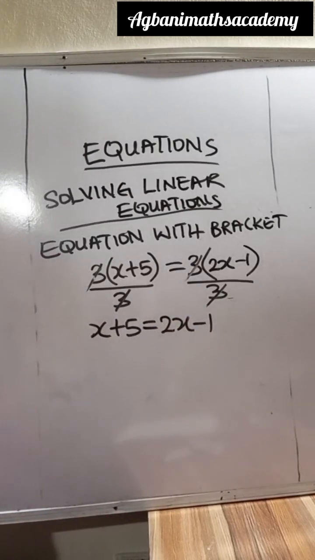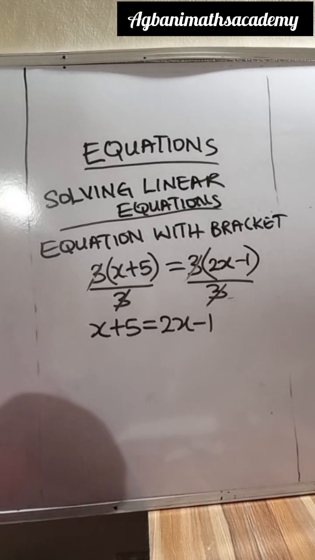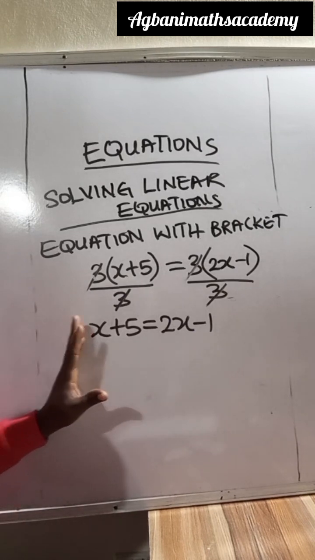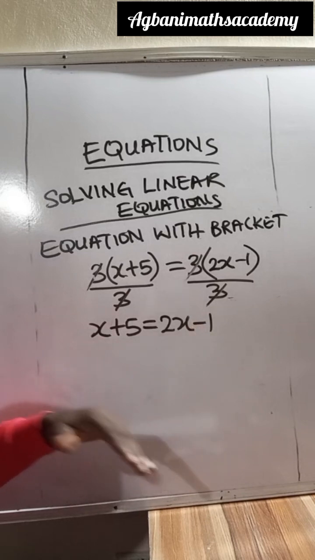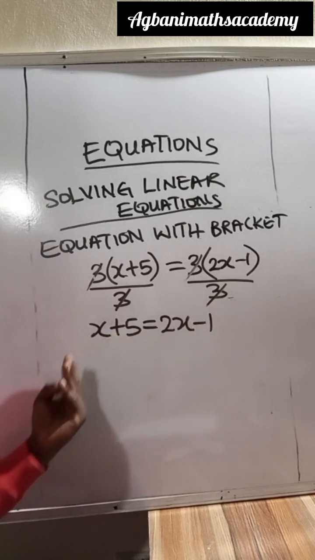So unlike other questions that we have been solving, x is on both sides of the equation. This means we have to choose where x is going to be. We can decide that we want all our x to be on the right, or we want all our x to be on the left.